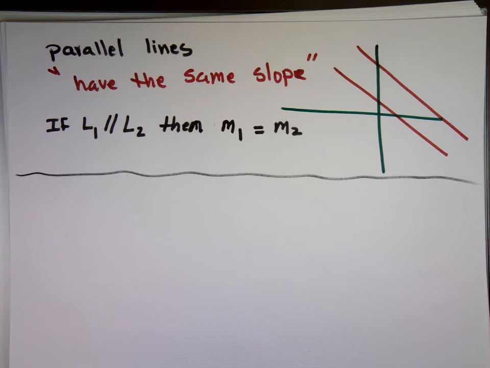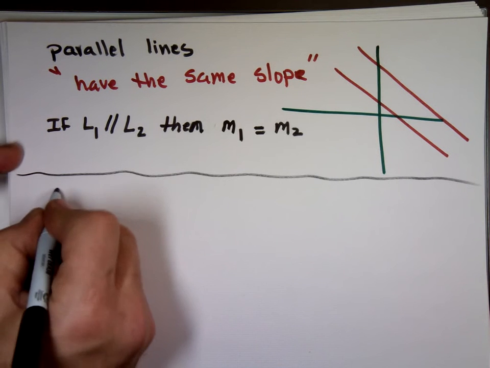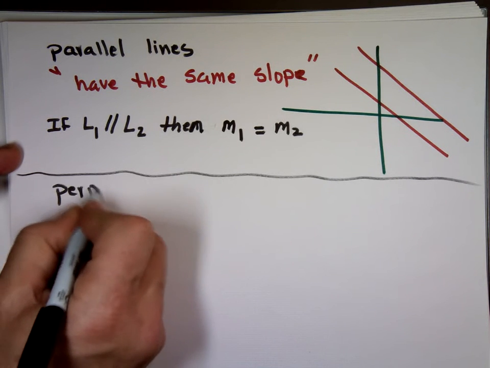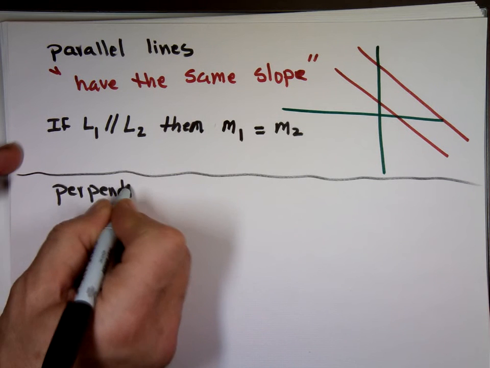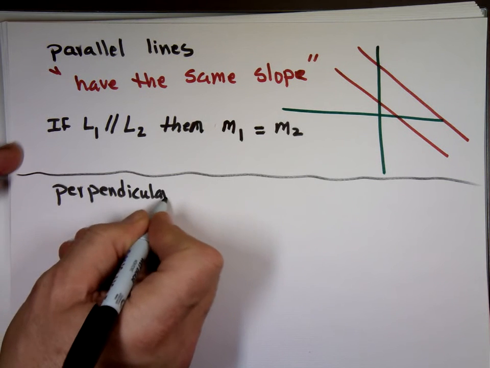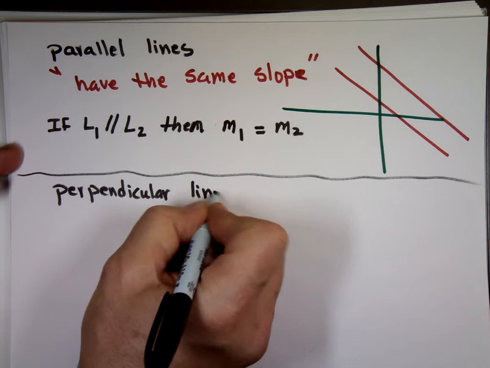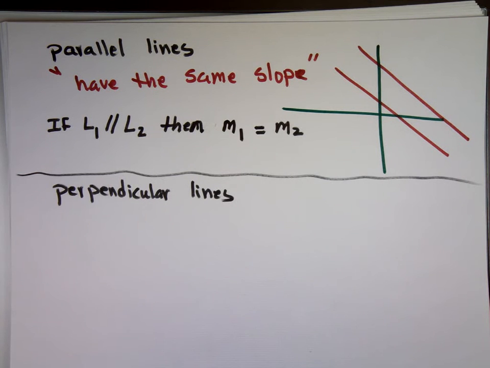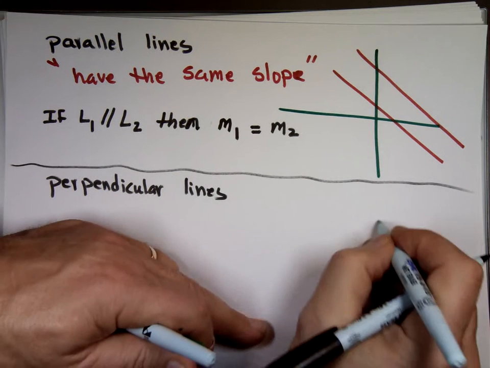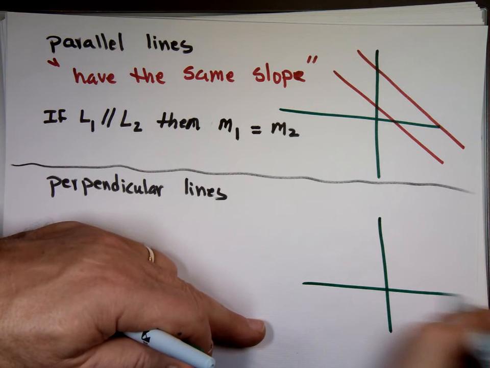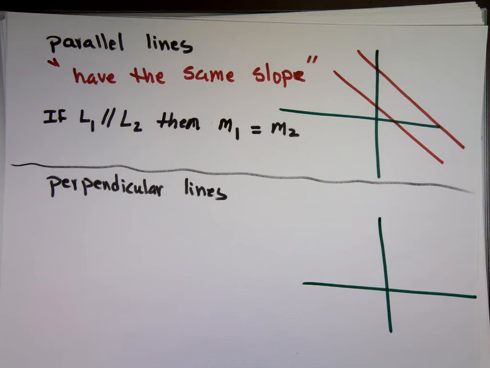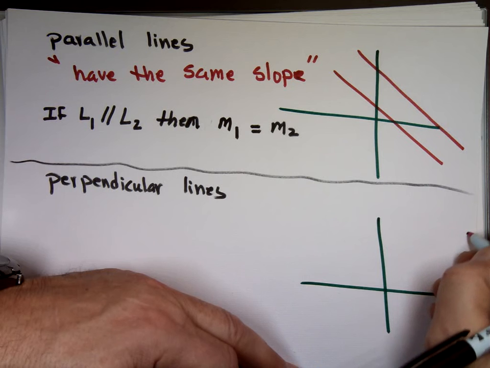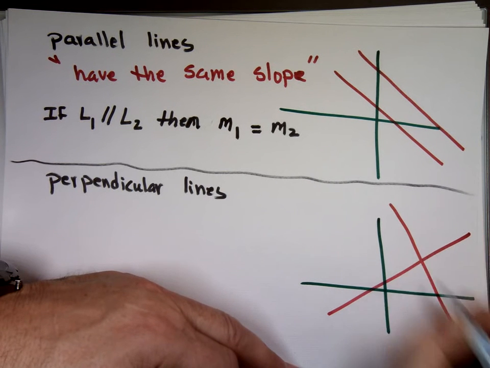Now the other one is perpendicular. Perpendicular. What does that mean? They cross each other. But not any cross. They cross at what? 90 degrees. That's what perpendicular is. One goes this way, one goes that way. They have to cross at 90 degrees.